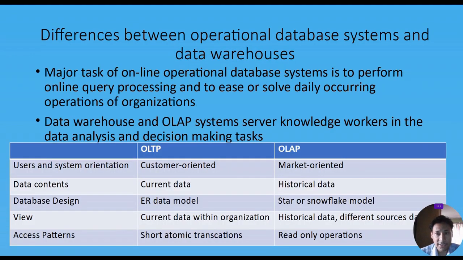Differences between operational database systems and data warehouse. The major task of online operational database system is to perform online query processing and to ease or solve daily occurring operations of organizations. Basically, online operational database systems are established to help employees in their working, to perform their tasks and activities easily. For that purpose, online operational databases are constructed.